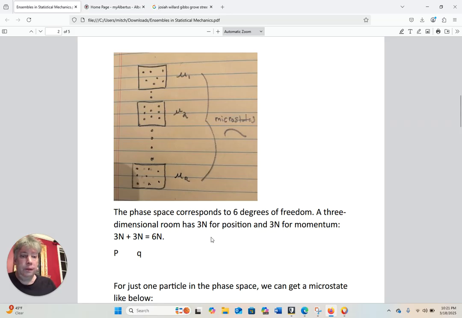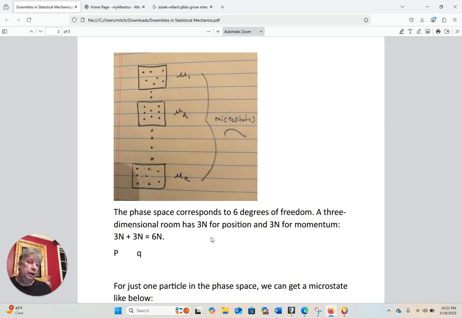Now, what is the phase space? Well, the phase space corresponds to what we call 6 degrees of freedom. Basically, if we really think about that, we have 3 dimensions in a room because it's like a box. So we have the X, Y, and the Z. So therefore, we would have 3N for position.